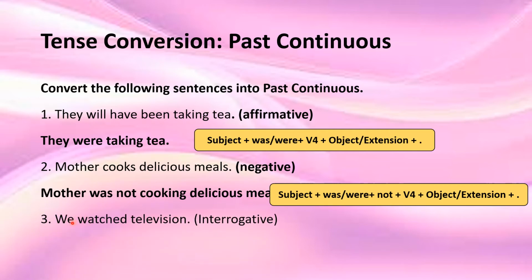See the third sentence. We watched television. You have to convert it into interrogative form of past continuous tense.